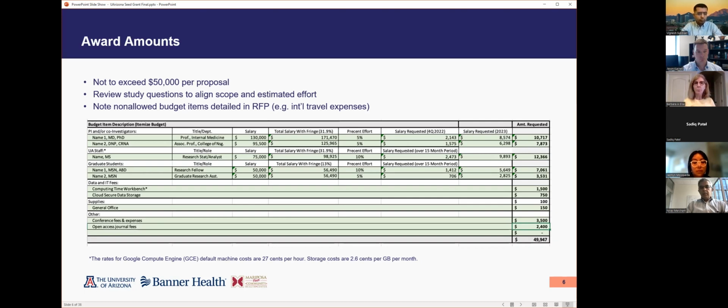It's important as you prepare the budget and think about it to take a look at your study question and aims and carefully, as best you can, align that scope with the estimated effort so you don't overshoot or undershoot it. And my colleagues with considerable expertise in the workbench may be helpful advisors in that regard. Finally, I want to highlight in the RFPs to take a look at the non-allowable budget items. So international travel expenses are not allowed in the budget at this time. Next, please.